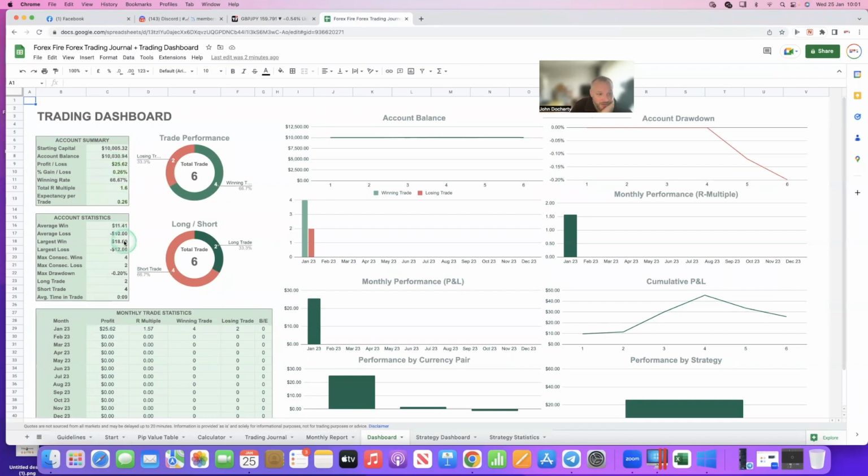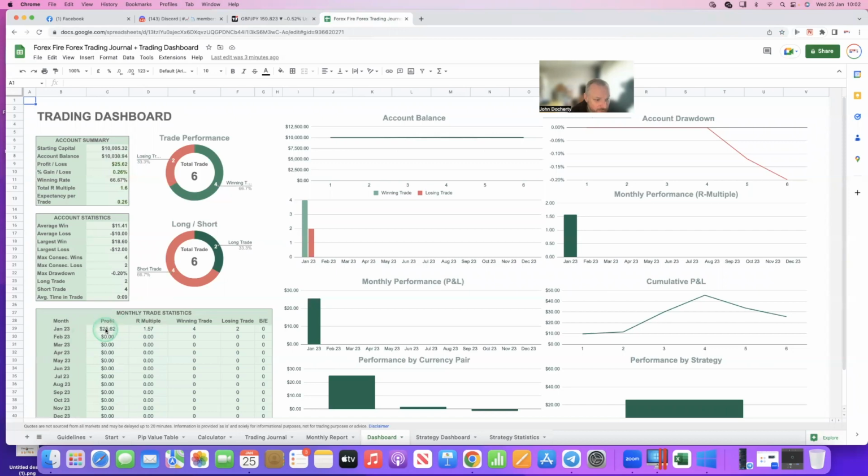The biggest loss at the moment has been around about $12. Largest win has been $18.60. Average loss, therefore, is around about $10. The average win is $11.41. So the maximum drawdown we've endured is a minus 0.20. That was on 2 losses today. Obviously, took 2 trades on a 0.20 and we lost them. We've done 2 long trades, 4 short trades. Average time in trades is roughly about 9 minutes. We can see the monthly stats.